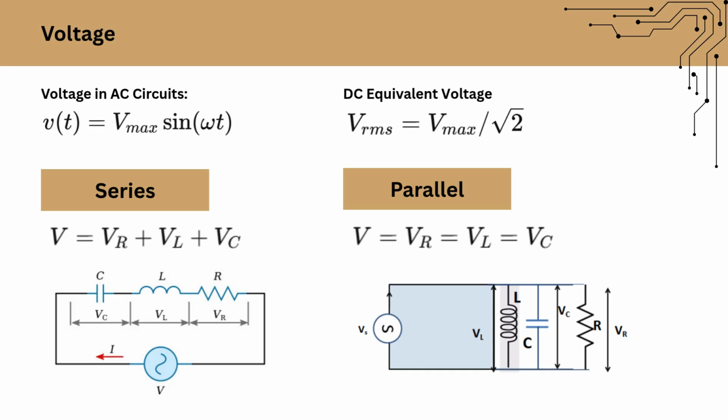In an AC circuit, the voltage follows a sine wave and is given by V max times the sine of the angular frequency multiplied by time. The DC equivalent value is found by dividing V max by the square root of 2. In a series AC circuit, the total voltage is the sum of the voltages across each component. In a parallel AC circuit, the voltage is the same across all components in each branch.